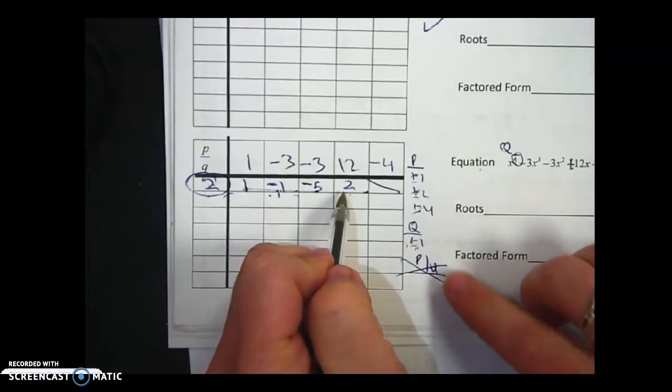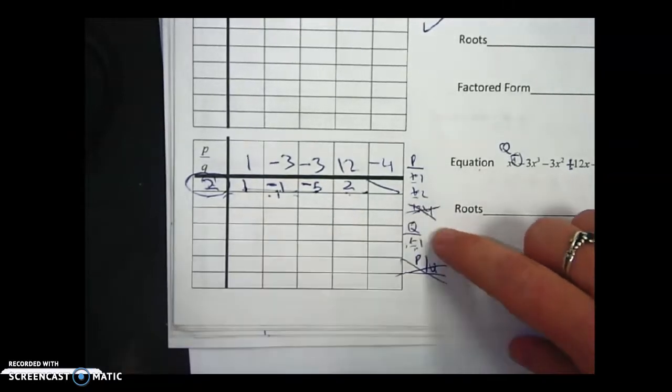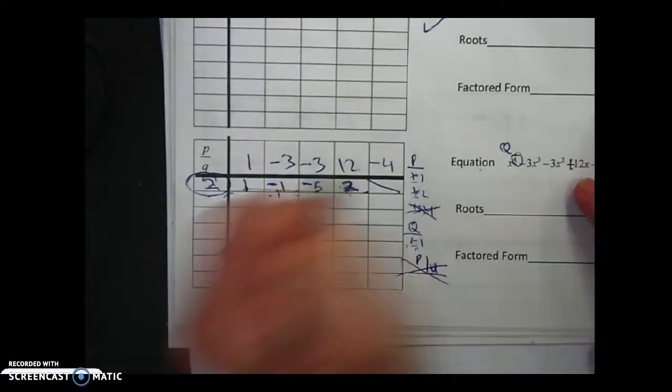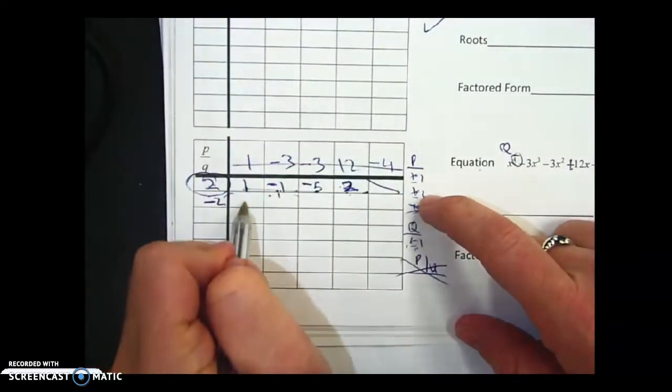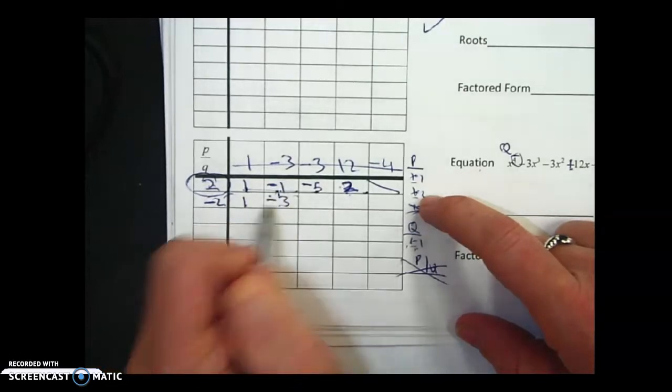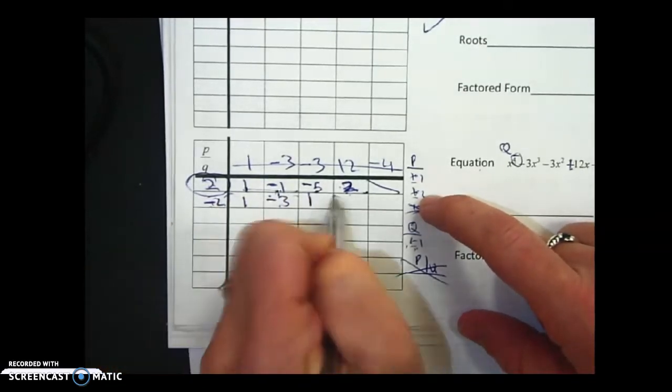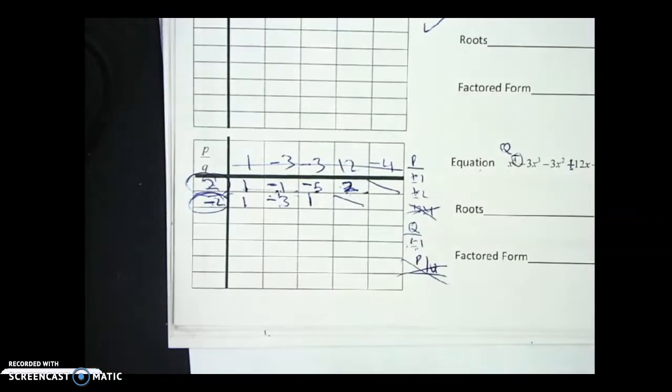Since this last number is a 2, I know that I'm not going to try plus or minus 4, because 4 doesn't divide by 2. Do I have to know that? No, but it'll make my life easier to know that. So now we'll try -2. I'm going to cross that off. Bring it down. This times this plus this. This times this plus this. Cool, it works.